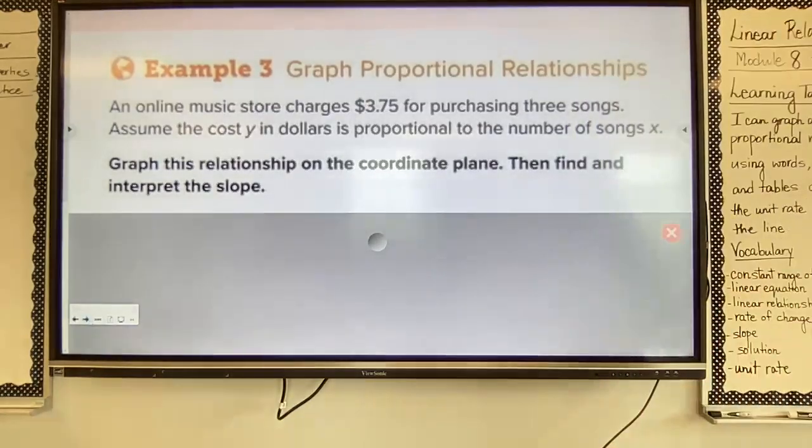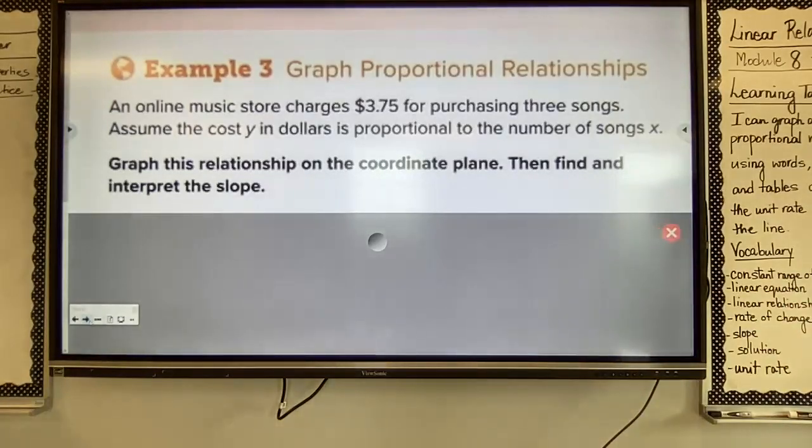All right. So once I have this again, part A, for this, I have 2 parts. I'm going to first graph the relationship, and then I'm going to make a table of values to find the cost for 1, 2, 3, and 4 songs. Okay. So let's find the unit rate first.